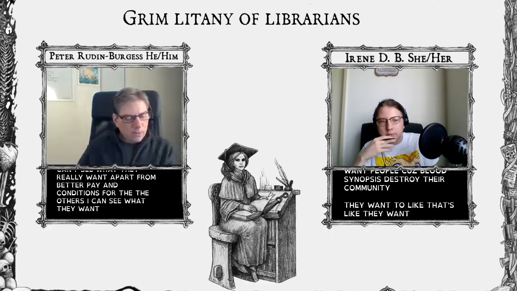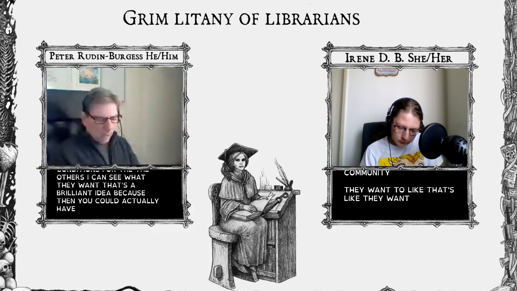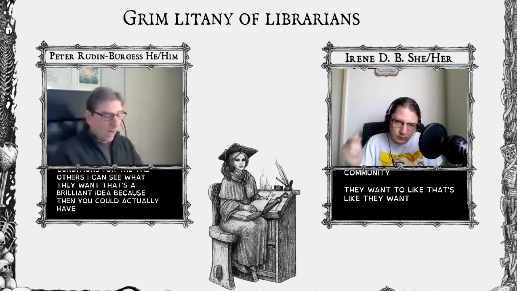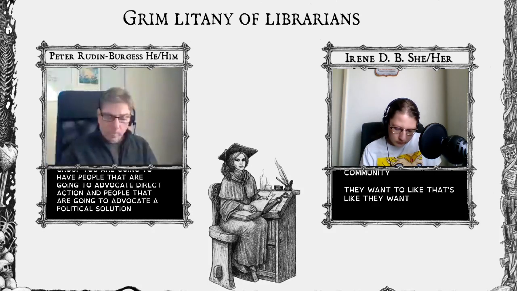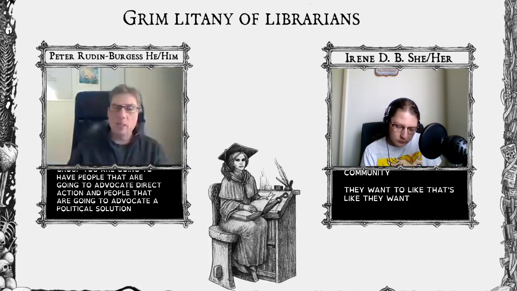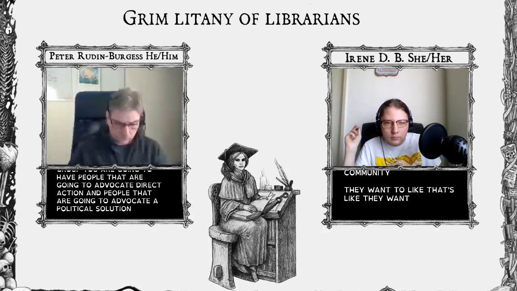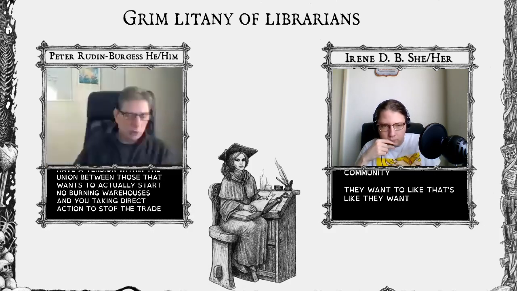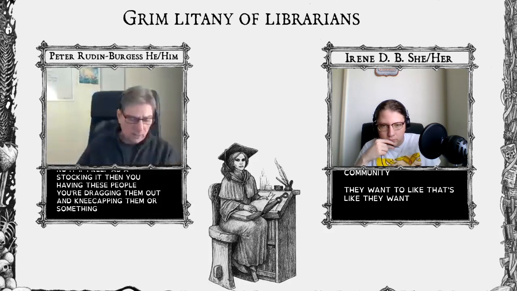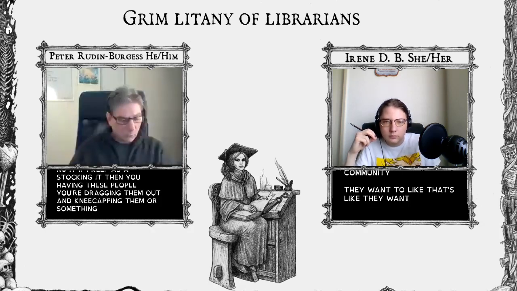I think that's actually a brilliant idea, because in any kind of group, you are going to have people that advocate direct action, and people that advocate a political solution. So if you have a tension within the union between those that want to start burning warehouses and taking direct action to stop the trade, if innkeepers are stocking it, then dragging them out and kneecapping them or something, that is at the same time achieving the union's goal, but probably to the horror of the head of the union.